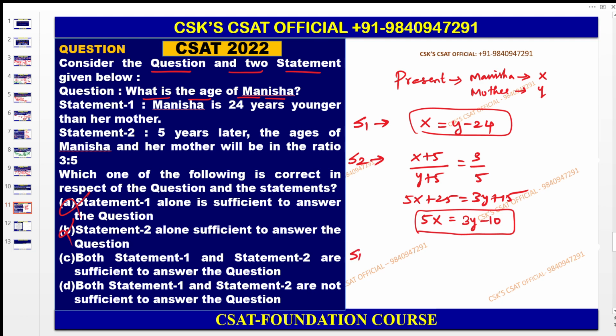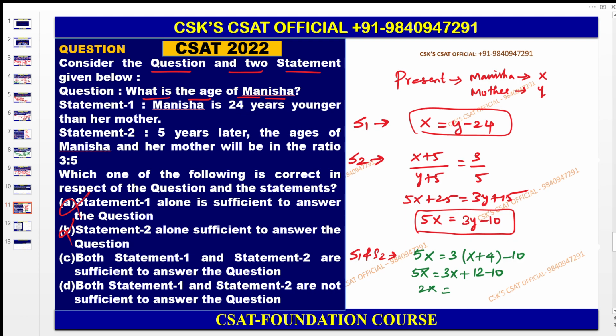So let us take statement number 1 and statement number 2 together. What happens when you substitute the values here? We have to find out Manisha's age, right? So we have to find out the X age. Let us check here. Substitute Y here. So Y here is nothing but X plus 24 in 5x is equal to 3y minus 10, so 5x is equal to 3x plus 72 minus 10. Now this is 2x.